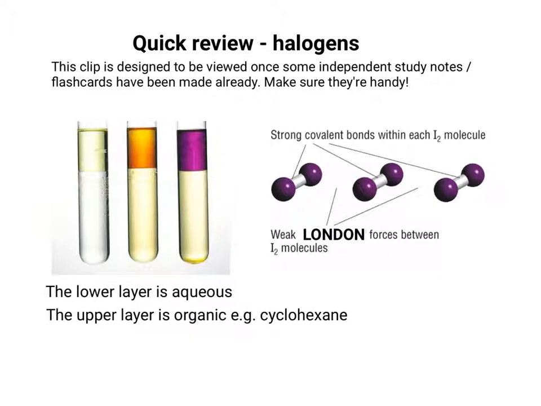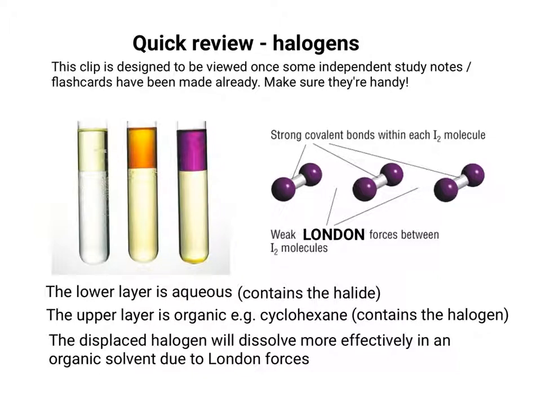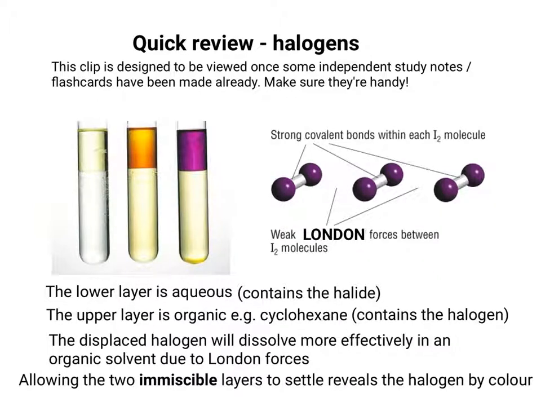So another way to do displacement reactions, which is a little bit more visual perhaps, is to shake the halogen and the halide together with some cyclohexane. So the lower layer is aqueous, whilst the upper layer is organic, and the solvent is usually something like cyclohexane, and that will contain the halogen. And the explanation is that the displaced halogen will dissolve more effectively in an organic solvent due to London forces. So if you give them a shake and then allow the two immiscible layers to settle, the halogen will be revealed by the colour of the upper layer.